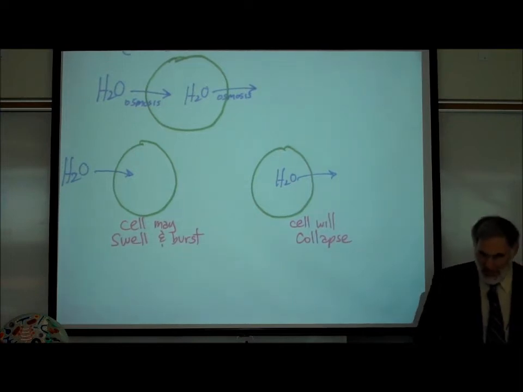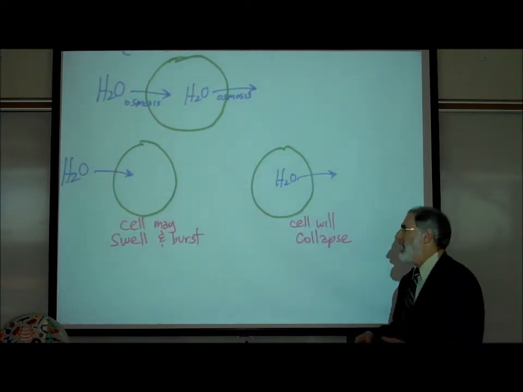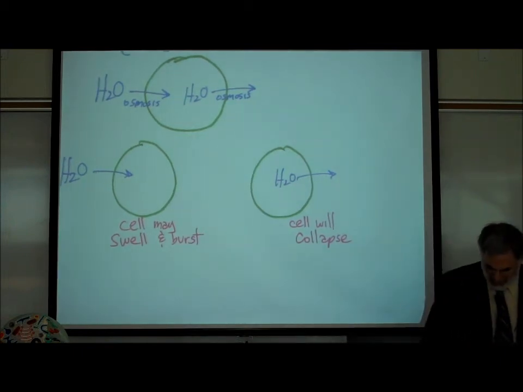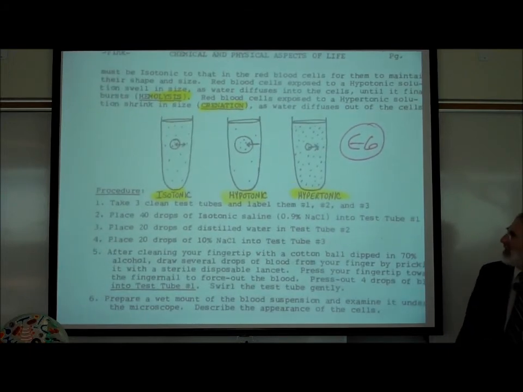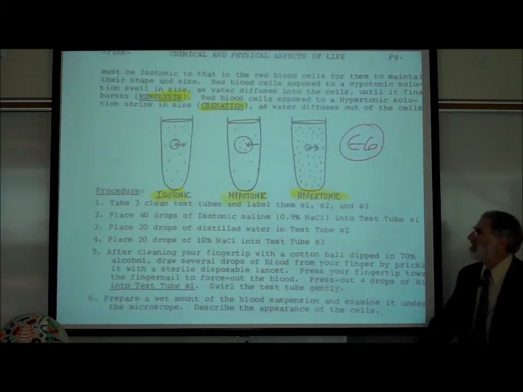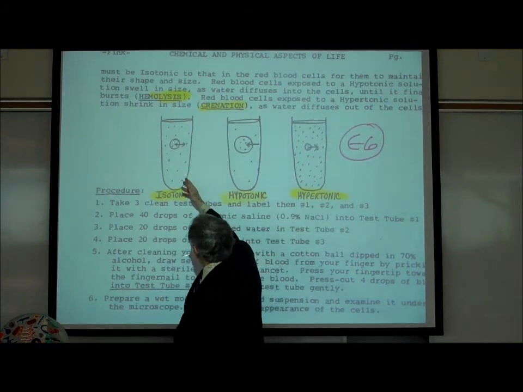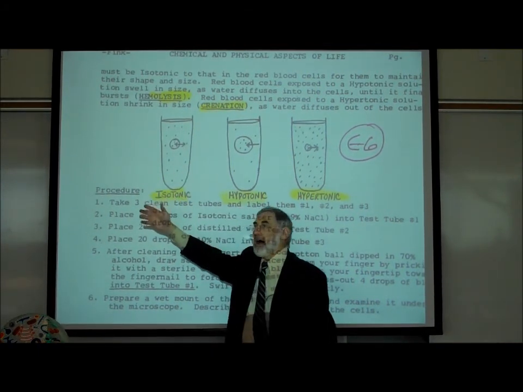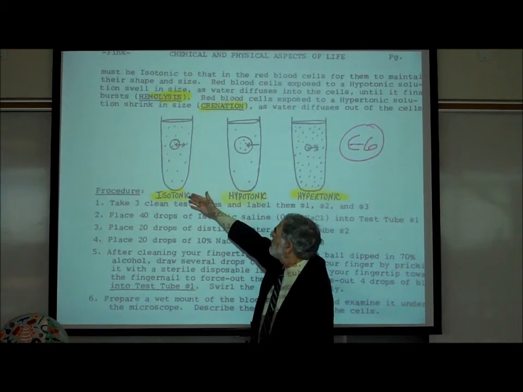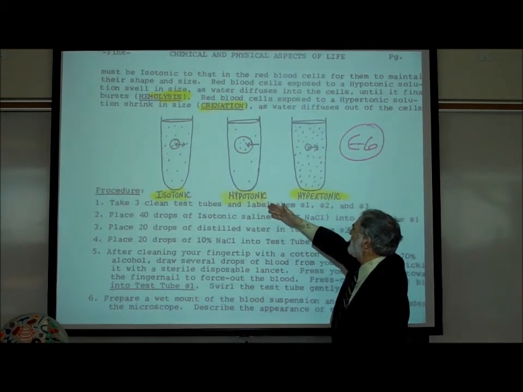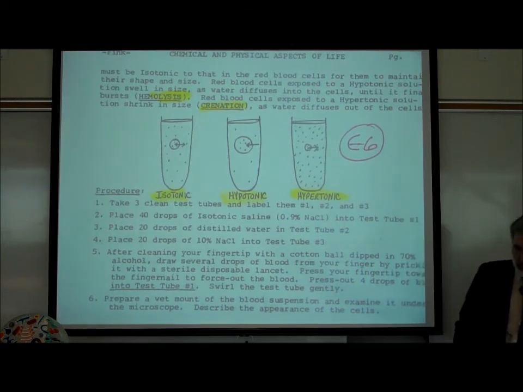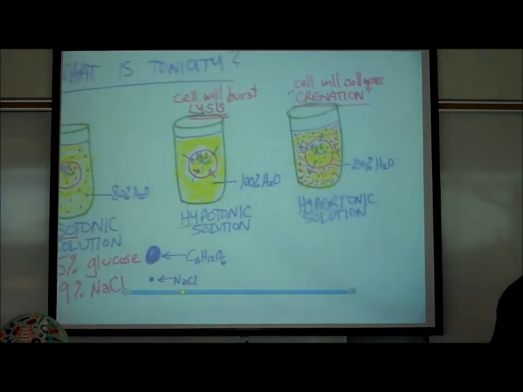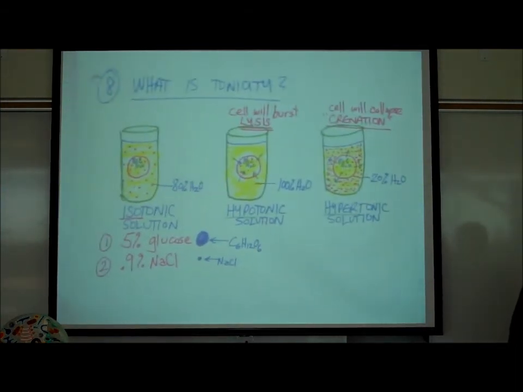Now, you actually have a picture showing an analysis of tonicity on page E6 in the lab manual. On E6 it shows what happens when a cell is placed in what's known as an isotonic solution, a hypotonic solution, or a hypertonic solution. You can look at these pictures, but let's take a look at a picture that I've drawn here, and we'll use this to help explain it.